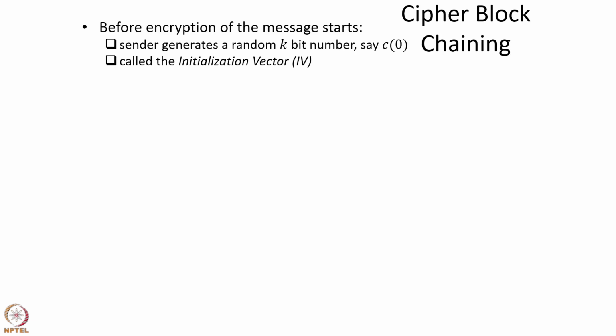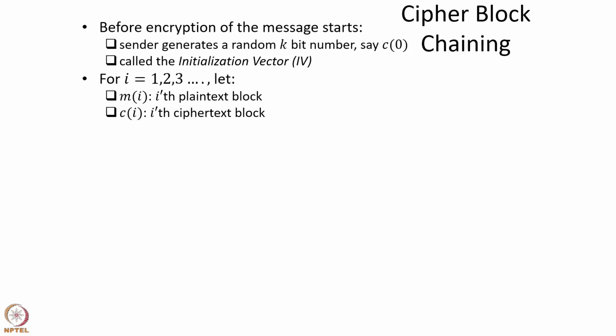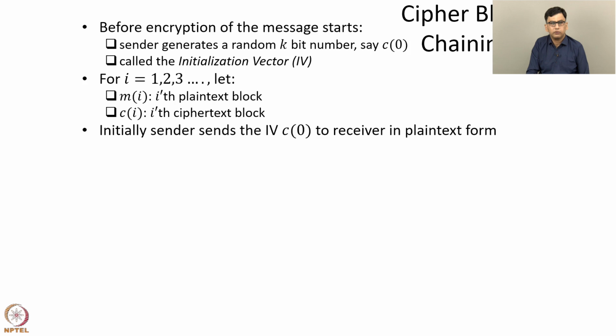So in this scheme, before encryption of the message starts, the sender generates a random k-bit number. Let's call that C0. It's called the initialization vector, or IV. This initialization vector IV is also used in other schemes that we'll discuss later. Again, for i equals 1, 2, 3, and so on, let Mi denote the ith plaintext block and Ci denote the ith ciphertext block. Initially, the sender sends the IV C0 to the receiver in plaintext form.